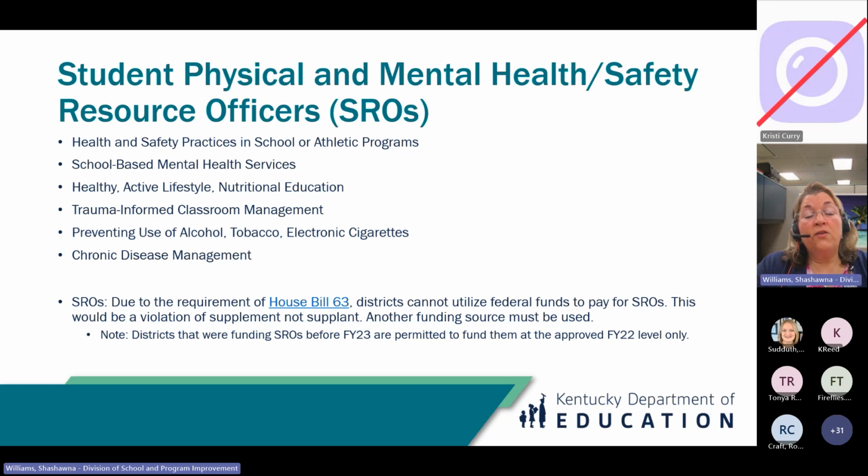With student physical and mental health, school resource officers fall under that. You have health and safety practices in schools or athletic programs, so you could fund initiatives surrounding that. School-based mental health services, healthy, active lifestyle, nutritional education, trauma-informed classroom management, preventing the use of alcohol, tobacco, and electronic cigarettes, and chronic disease management.